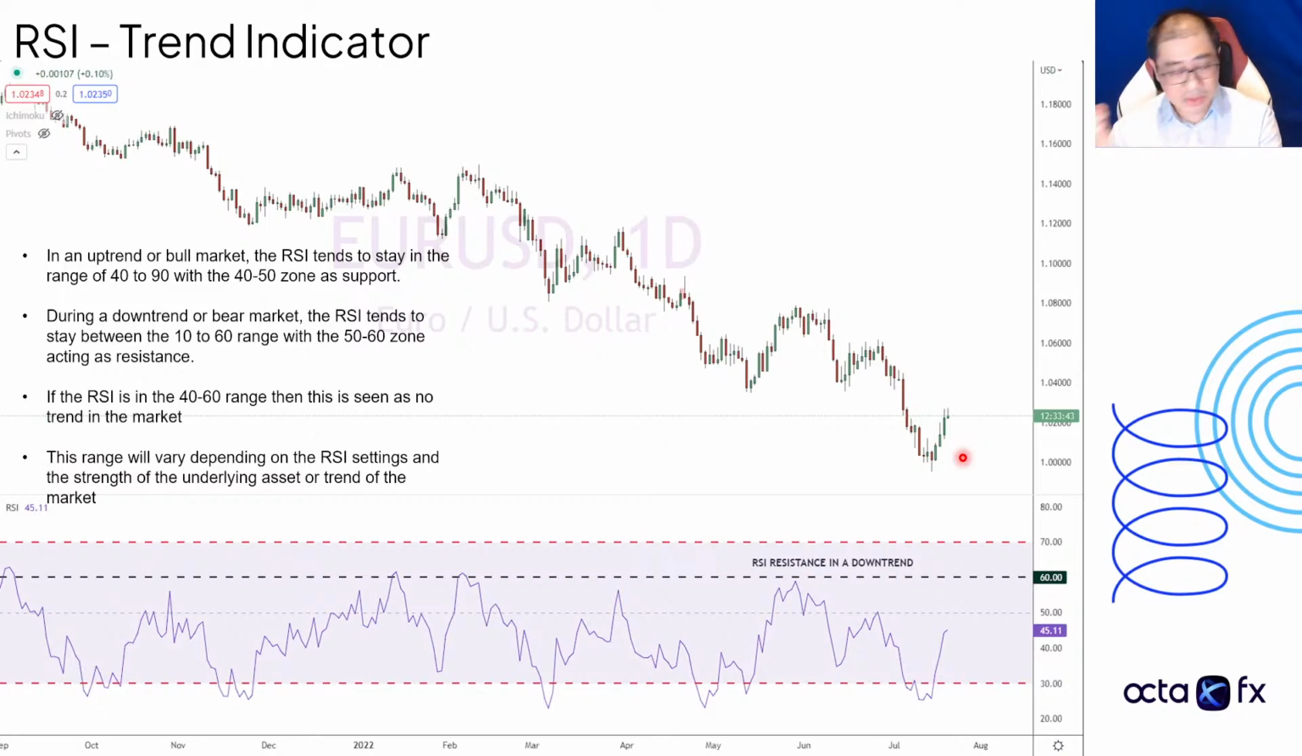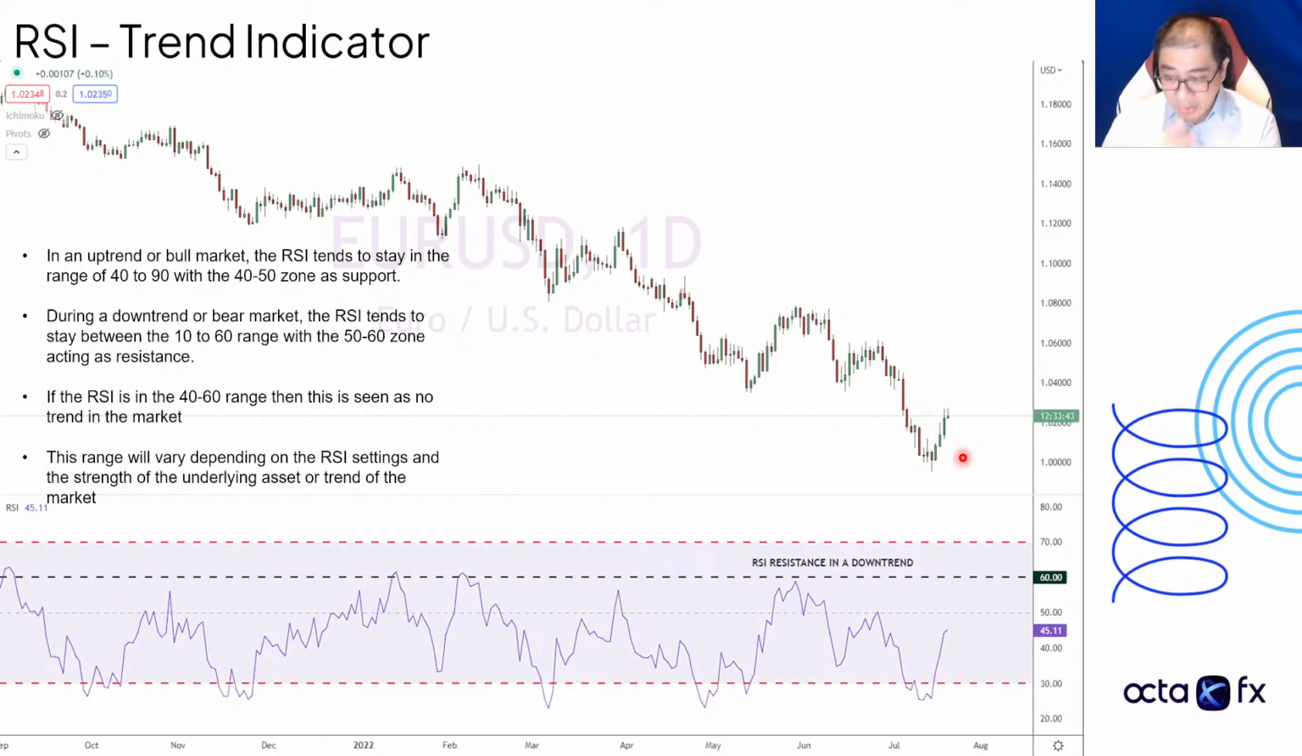So this is actually going to be something new to a lot of you guys. Okay, even for those that know divergences, I actually haven't talked about this side of RSI a lot. But go there, experiment with it. So in an uptrend, the RSI tends to stay in the range of 40 to 90, with 40-50 as a zone of support. Downtrend stays between 10 to 60, with 50 to 60 as a resistance. If it stays between 40 and 60, it's actually sideways. There's no trend in the market. It's actually flat. It's a range bound market condition.